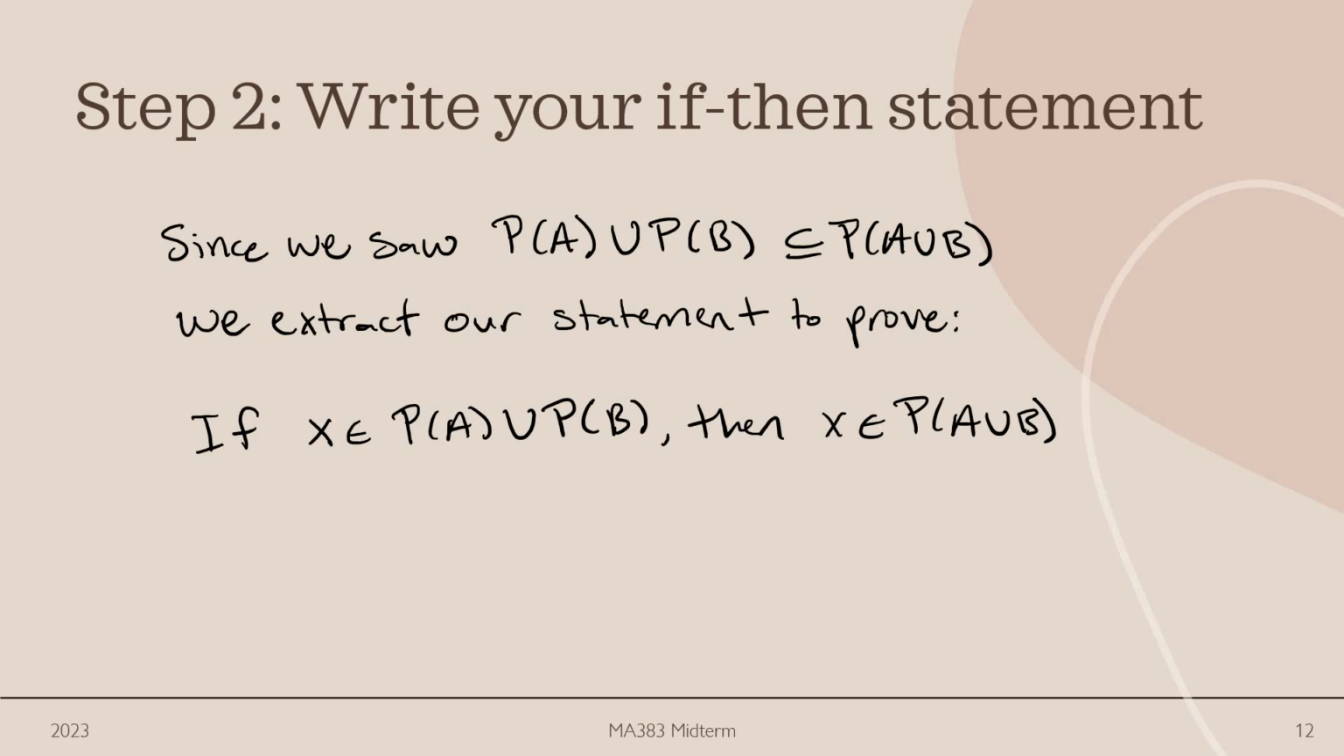Now, step 2 is writing our if-then statement. So, we have decided that we are going to prove power set of A union power set of B is a subset of power set of A union B. Right, so that is what we're trying to prove in this statement. Now, we extract the statement that we are trying to prove. So that is what we were trying to prove, but now we have to frame that in a way that we can talk about it and we can dig in there.